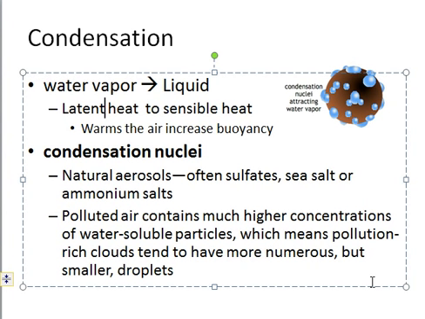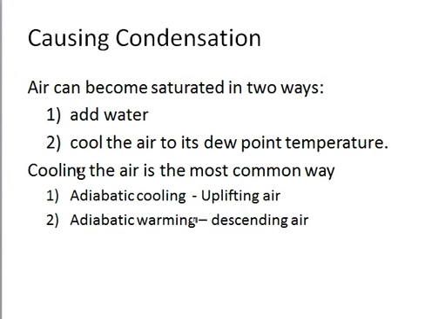This is one of the reasons we talk about acid rain, as atmospheric moisture condenses onto acidic air particles. So once that air becomes saturated, then you begin to have rainfall. Now, the air can become saturated in two ways. One, you can add more moisture to the air, and so it becomes more saturated, or you can cool the air until its dew point or saturation point. And cooling the air is the most common way of creating condensation.